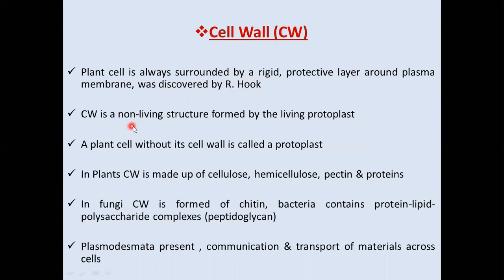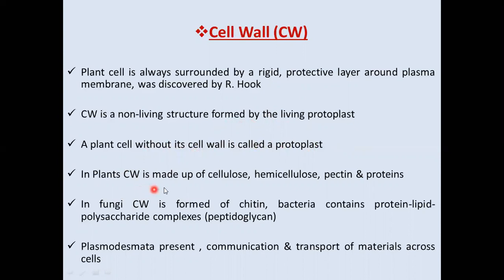The cell wall is a non-living structure which is formed from the living protoplasmic material, and the cell wall is made after the completion of cell division, during cytokinesis. A plant cell without its cell wall is called a protoplast. So when the cell wall is absent, the cell is actually a protoplast.